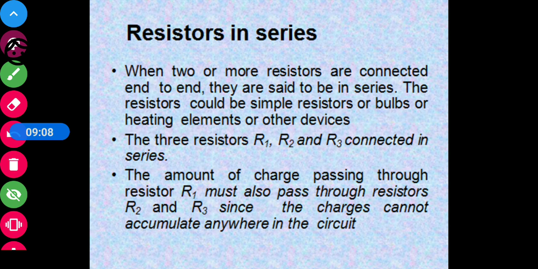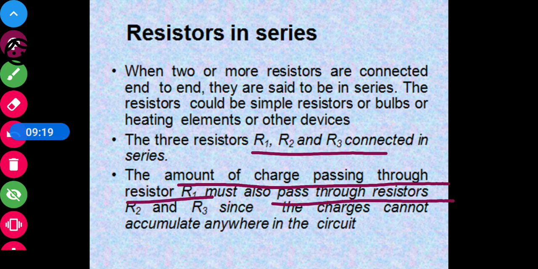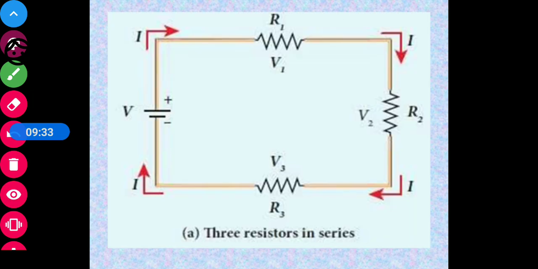So let us consider that three resistors R1, R2, R3 are connected in series. When they are connected in series, the amount of charge passing through resistor R1 must also pass through resistors R2, R3, and the charges cannot accumulate anywhere in the circuit. The same thing you have studied in class 10 also, so it is a very easy topic. We see that the three resistors R1, R2 and R3 are connected end to end. Such an arrangement is known as the series arrangement, or three resistors in series.